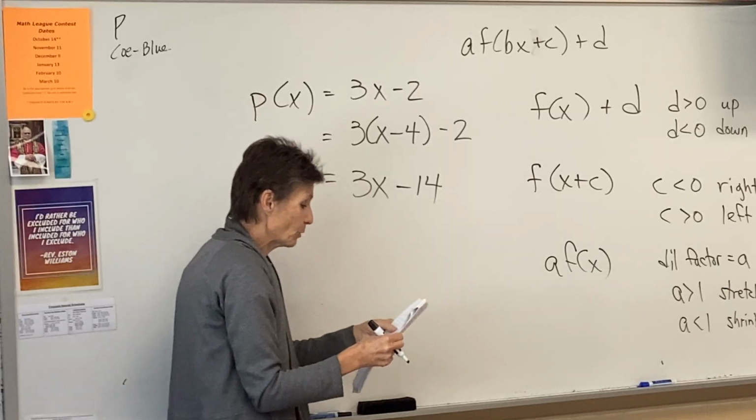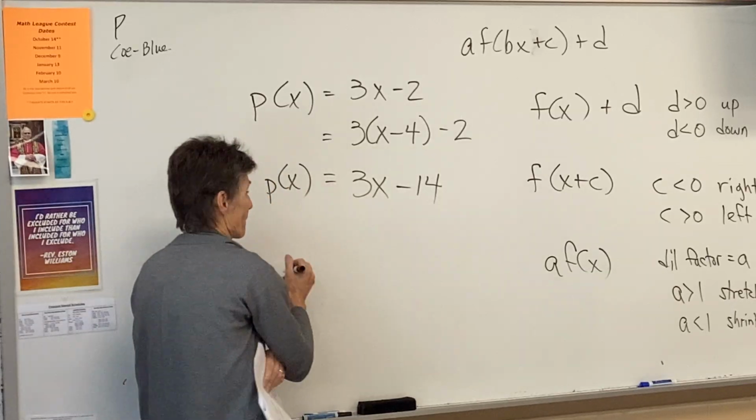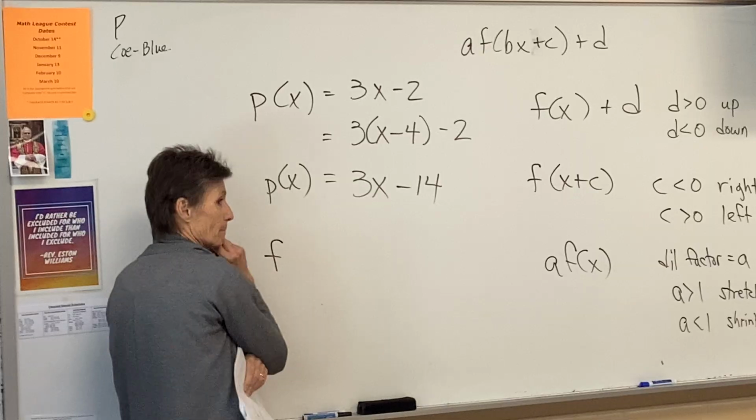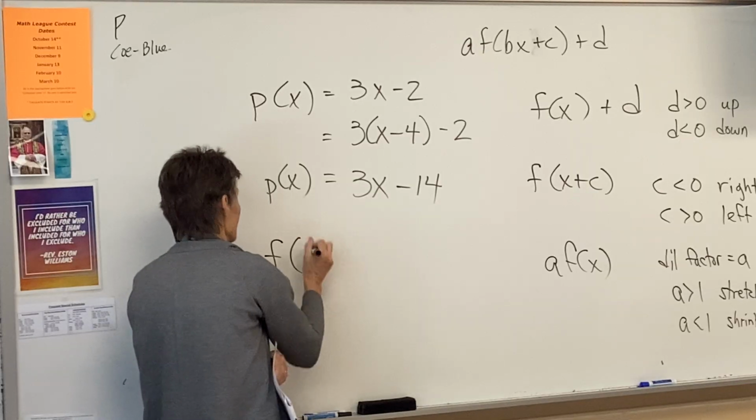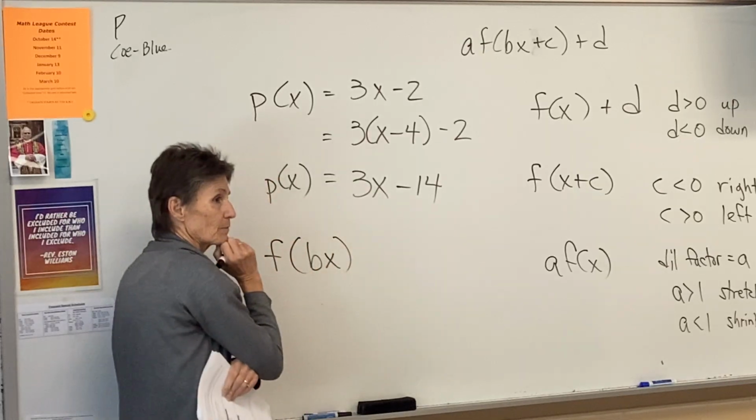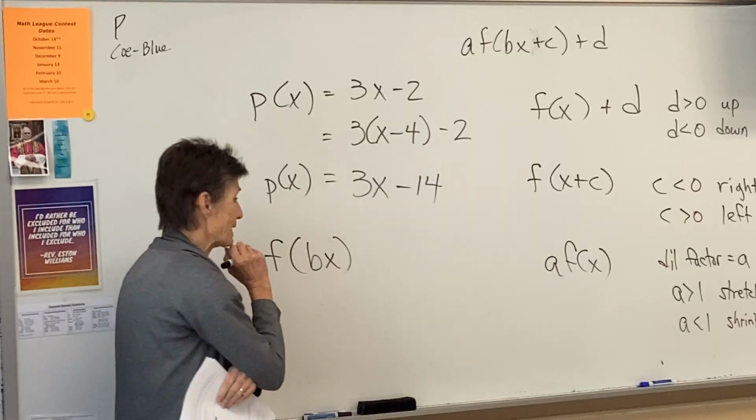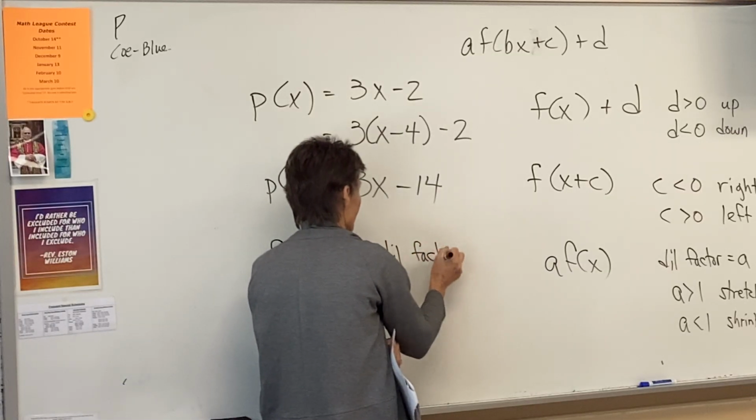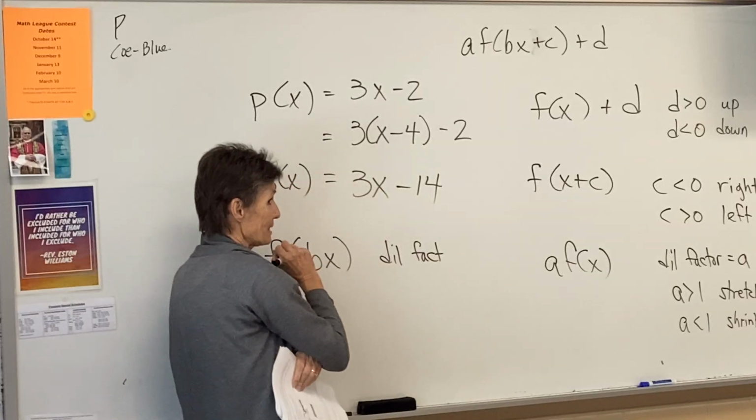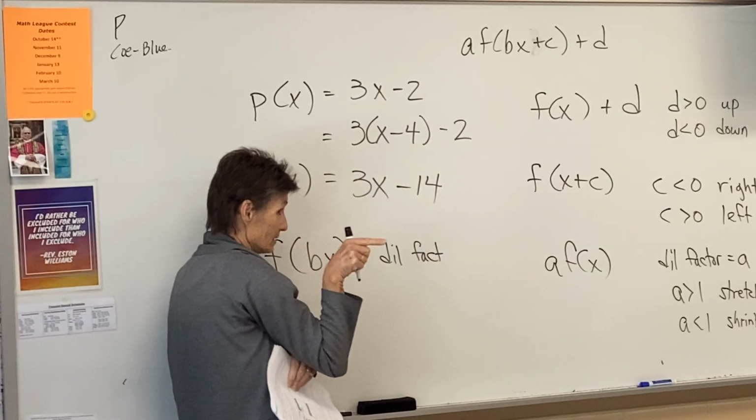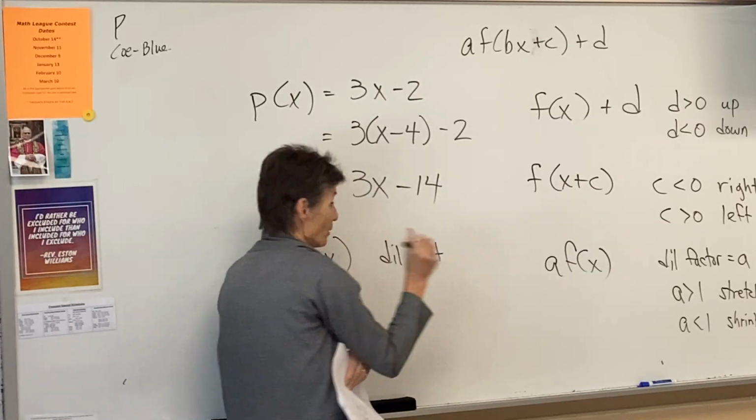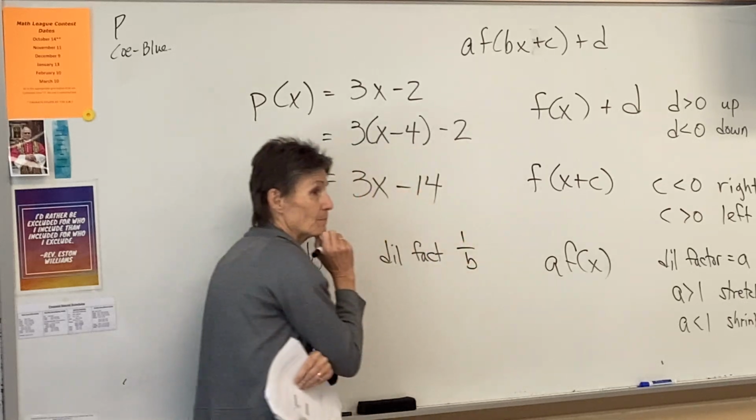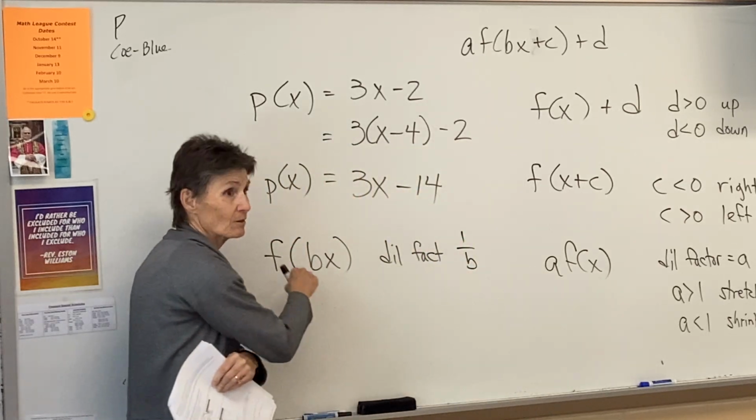And then how do we do a horizontal dilation? Multiply the x. Now be careful, what is your dilation factor here? It isn't B, it's actually 1 over B. Remember, this guy's a divider.